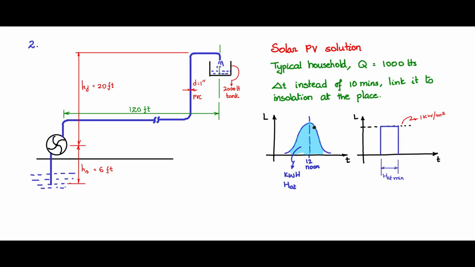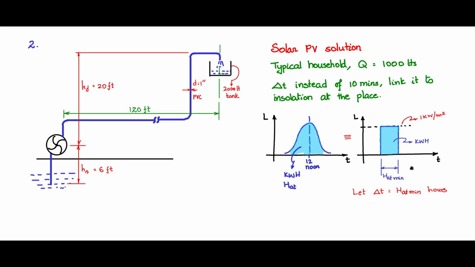Now this area which was HAT, for that width, equivalently the same number of hours, I will keep that width. The height I will keep at standard insolation of 1 kilowatt per meter square, and I will achieve the same amount of energy, which is in kilowatt hours. Now these two are equivalent as far as the energy is concerned. So I will use this particular concept. So let delta T, instead of being 10 minutes, be equivalent to this time interval, which is HAT minimum hours numerically.